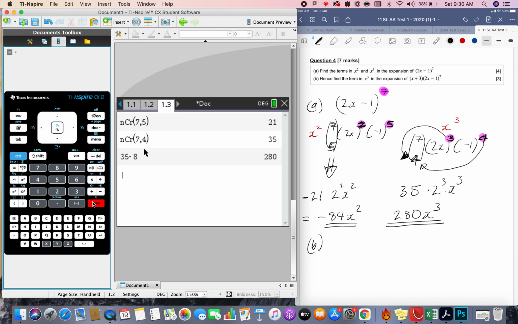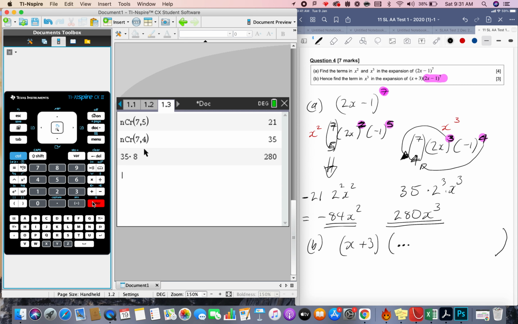B. Hence, find the term in x cubed in the expansion of x plus 3 times 2x minus 1 to the 7. So this is interesting, isn't it? Because it's a double bracket here. So let's just see what's going on. If I put x plus 3 here, and in here we want to put 2x minus 1 to the 7. Now we know there's lots and lots of terms in there, but the question is telling us we've got enough information to work towards the answer.